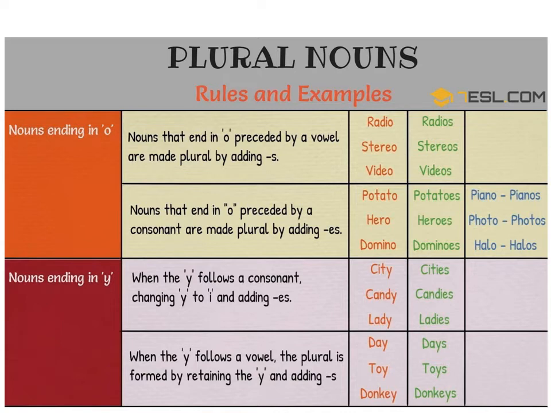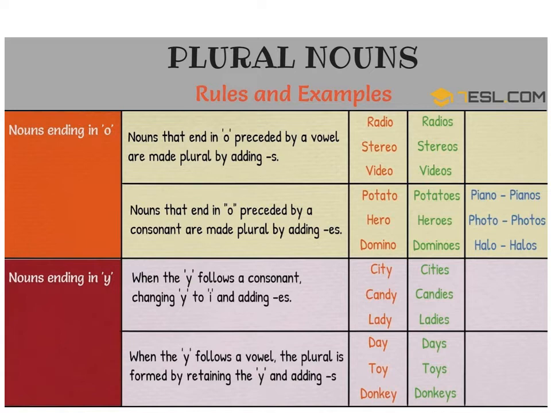Okay, plural nouns, rules and examples. Now, nouns ending in O. So we have two things that we have to do. Nouns that end in O preceded, or meaning followed, by a vowel are made plural by adding S. Examples are radio. Okay, and then we just put S, radios. Why did we only put S? Because look at the O there. Before O, we have I, and I is an example of a vowel. So we just have to put S. If there's a vowel and then there's O, we just have to put S.